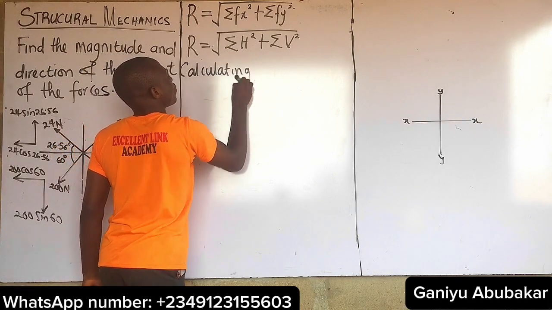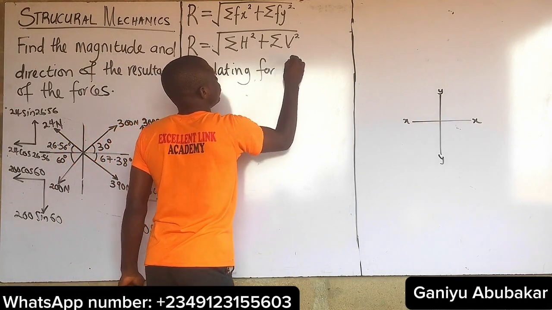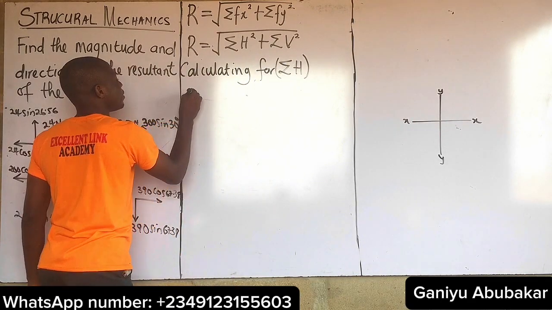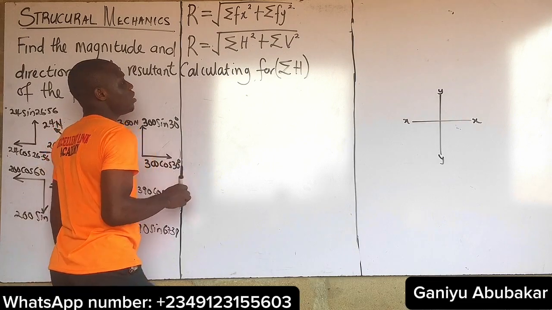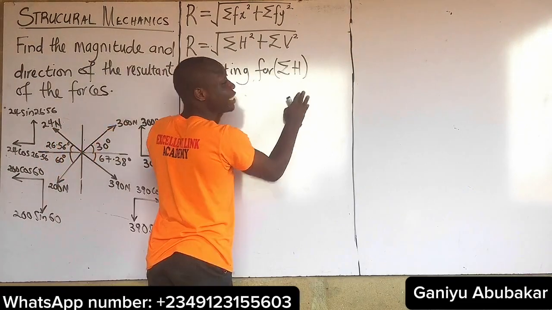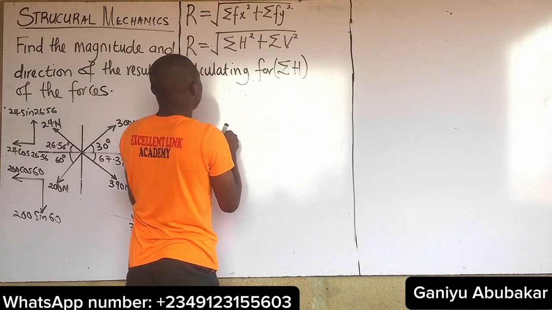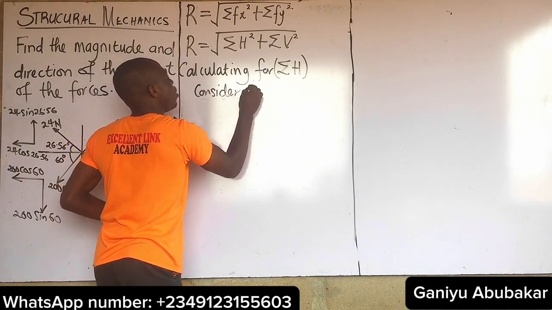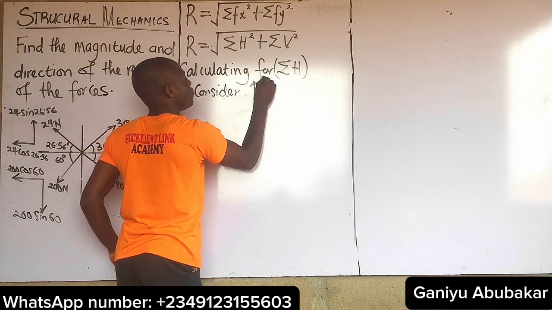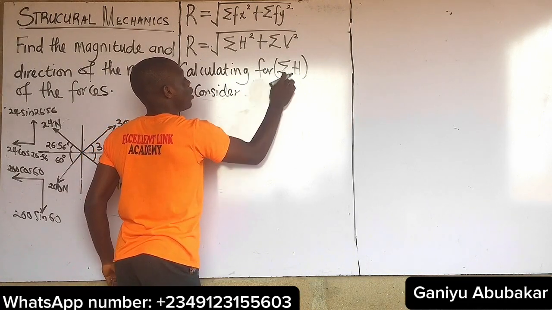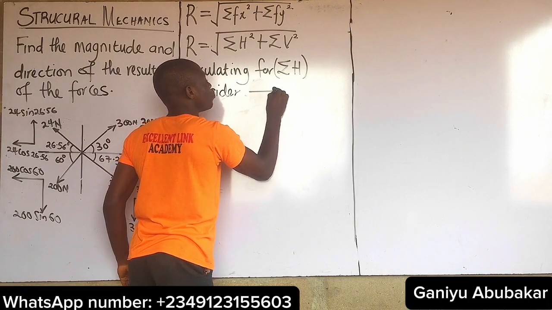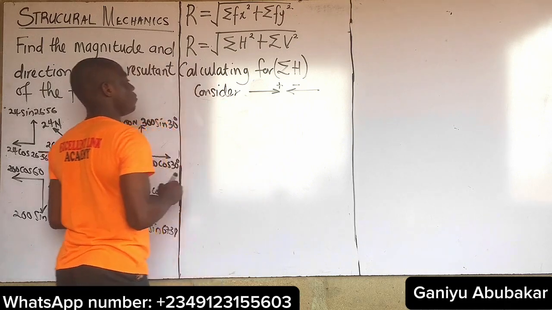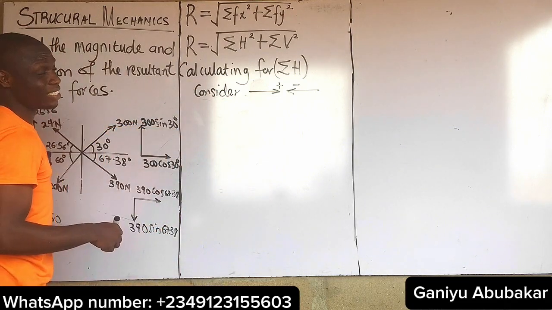Calculating for summation H, it means that I'll consider two things. Consider upward force to be positive. H is horizontal. Right force to be positive and left force to be negative. We have discussed all this concept in our last class, right?